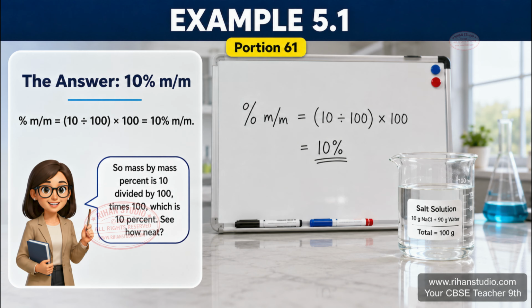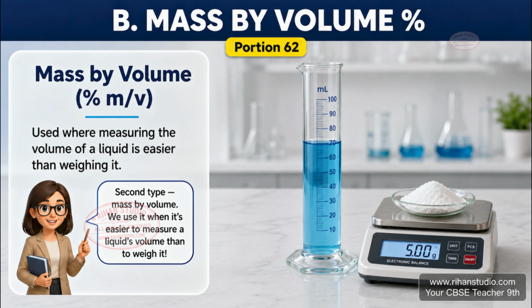Example 5.1. Mass by mass percent equals 10 divided by 100 times 100, which is 10%. So, mass by mass percent is 10%. See how neat?